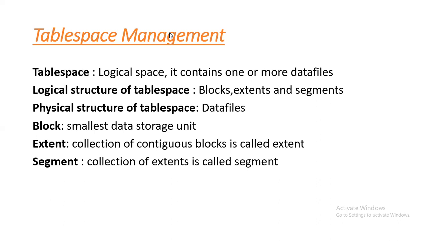So a collection of contiguous blocks is called an extent. Suppose you take 4 to 5 blocks and combine them, we can make it an extent. Or 10 to 15 blocks we can combine and make it an extent. We just name it a collection of contiguous 15 blocks. Contiguous is nothing but side by side. If it is non-contiguous, we cannot call it an extent. Only if it is contiguous can we say it is an extent.